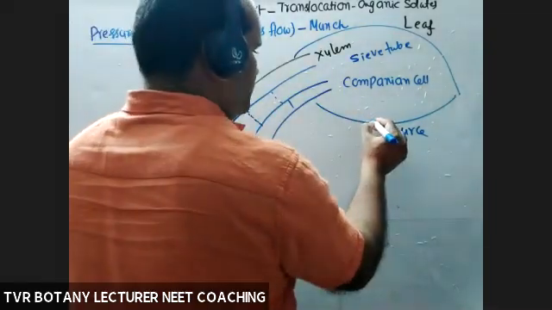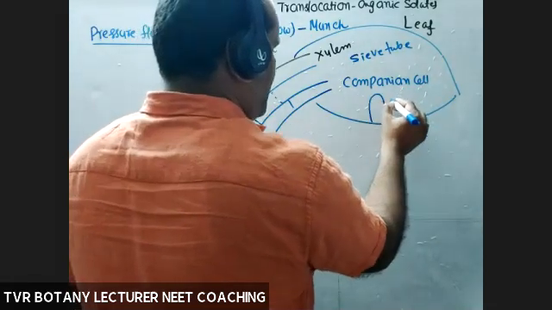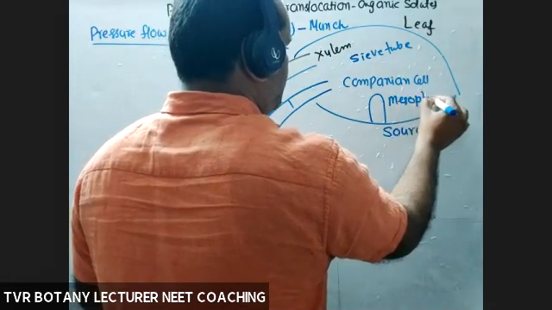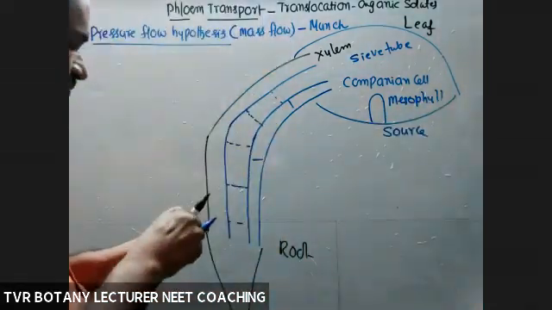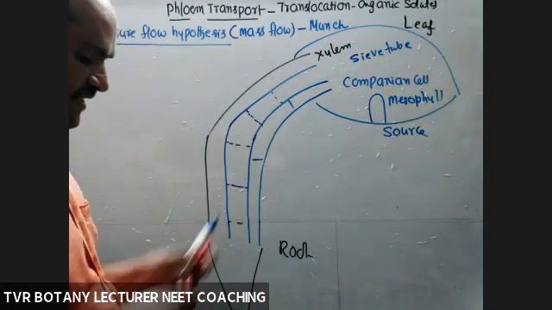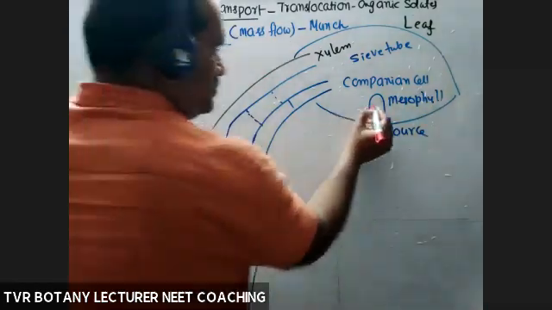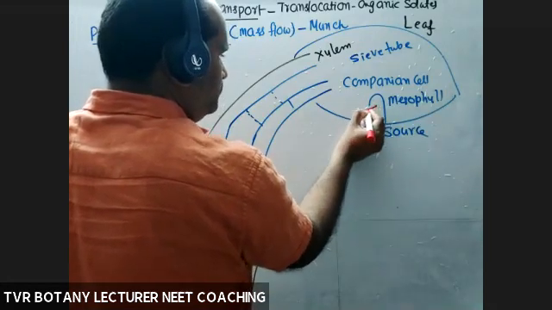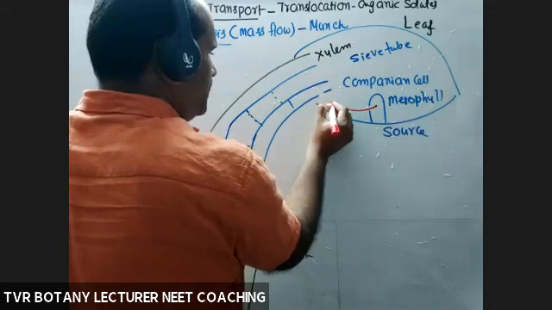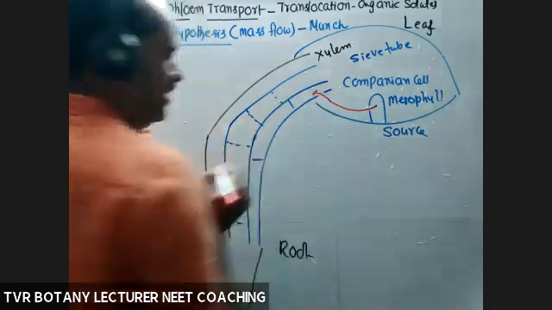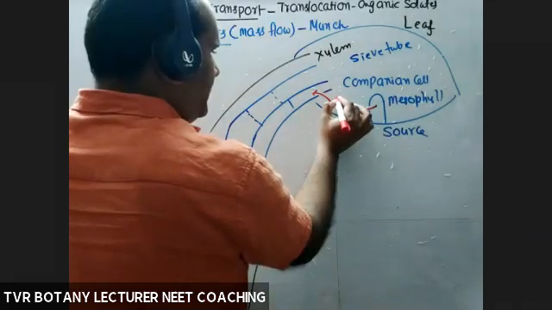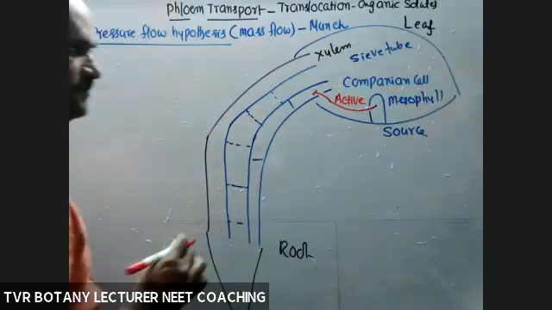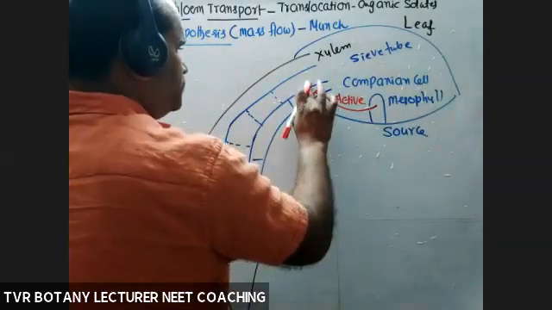For example, this is a mesophyll cell, palisade parenchyma or spongy parenchyma. Mesophyll. So from there, sucrose is transported. So this is the formation of sucrose. From there, it is transported into the companion cell. Now it is available within the companion cell. Here, the mechanism is active transport.